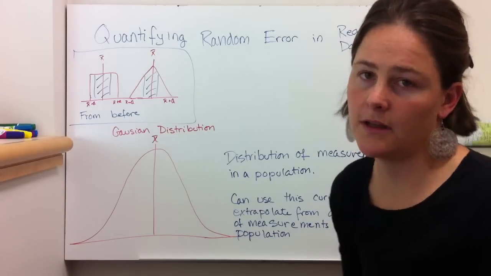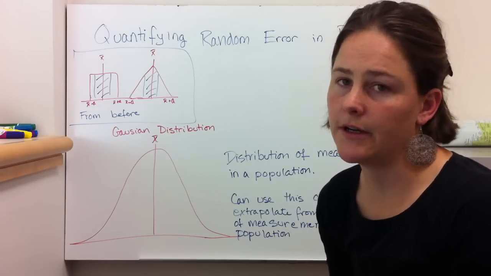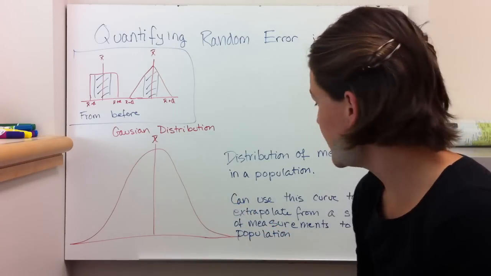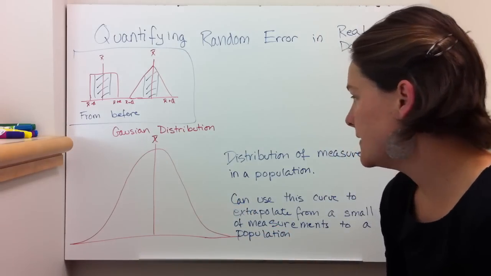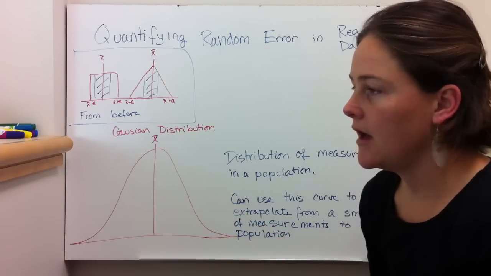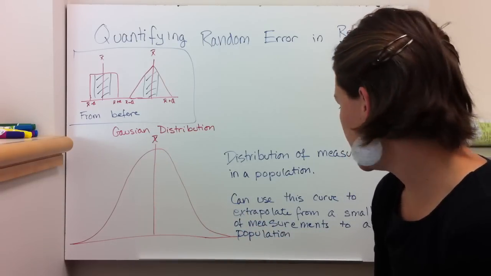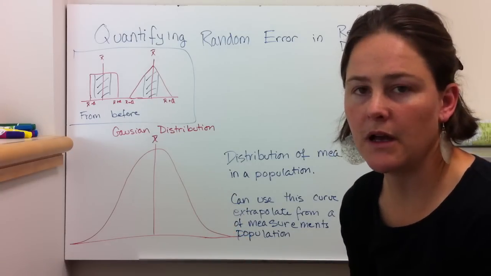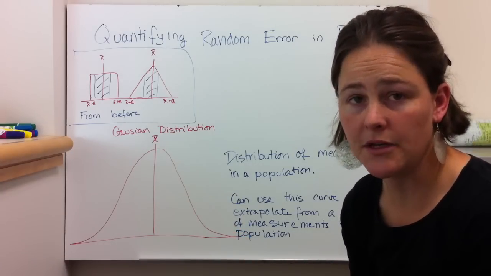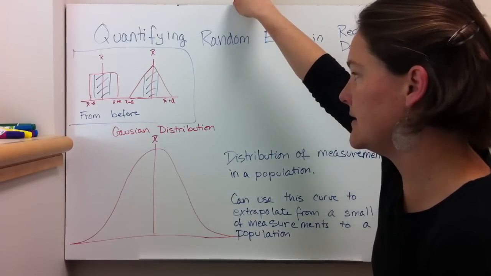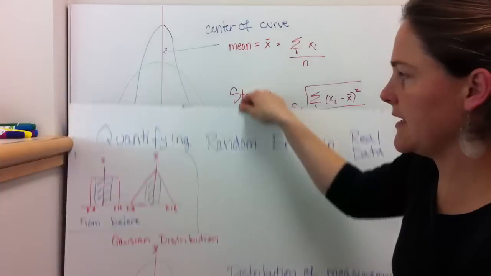Most of the data, almost all of the data actually, that you're going to encounter in the real world is going to be a Gaussian distribution. So we can use this curve to extrapolate from a small number of measurements what we expect to see in a much larger sample population. We can use math and statistics to help us out there.